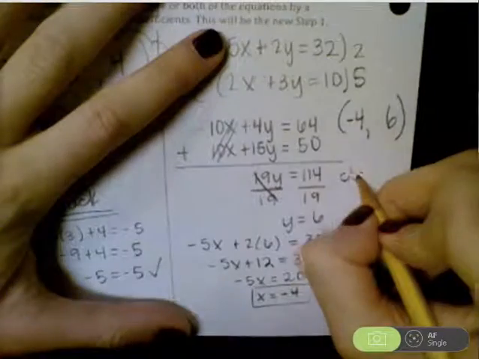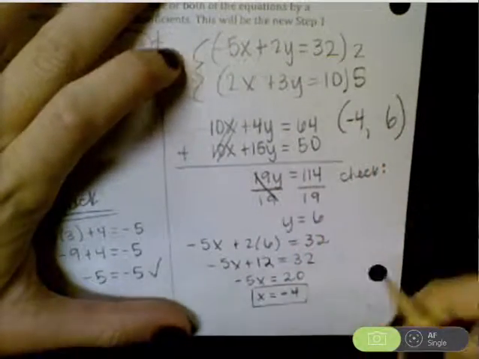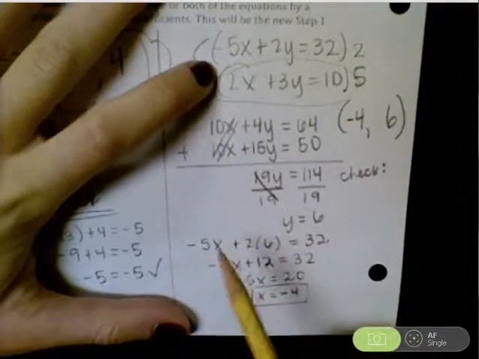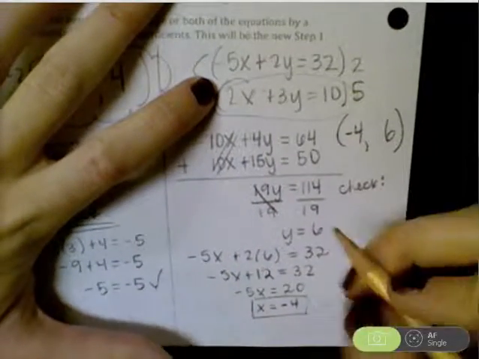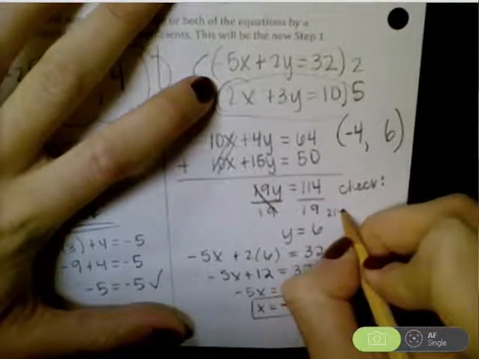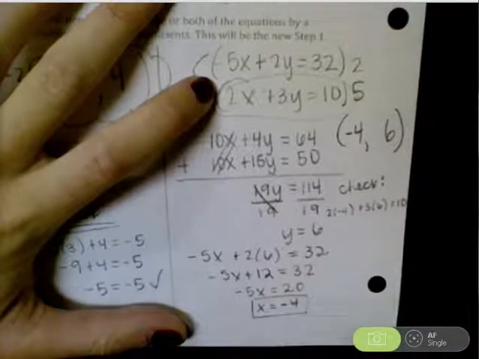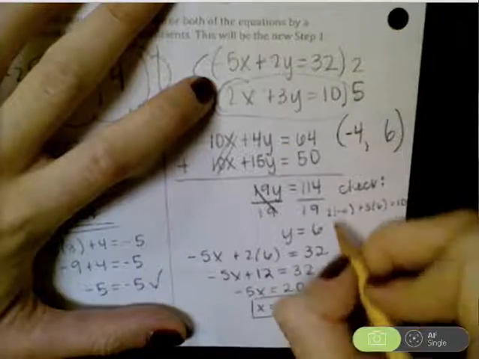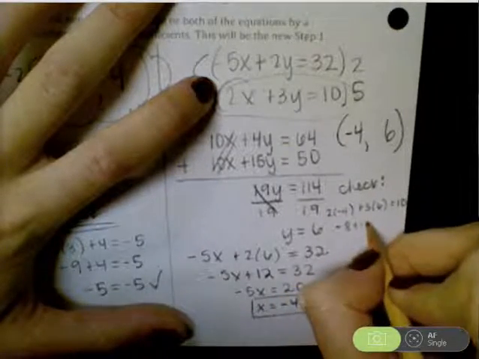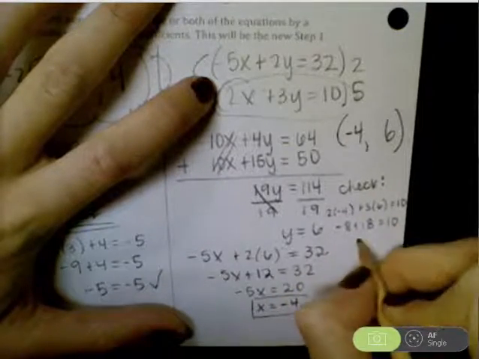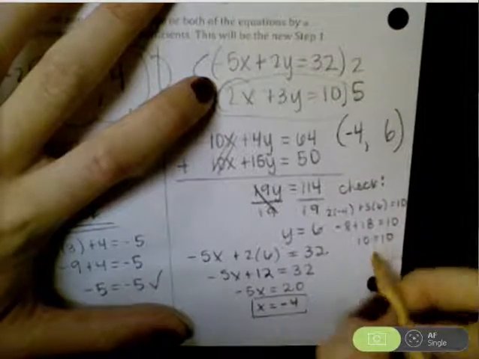Now let's just check it with the other equation. So we're checking it with 2x plus 3y equals 10. So that says that 2 times negative 4 plus 3 times 6 should equal 10. Or negative 8 plus 18 should equal 10. Is that true? Yes.